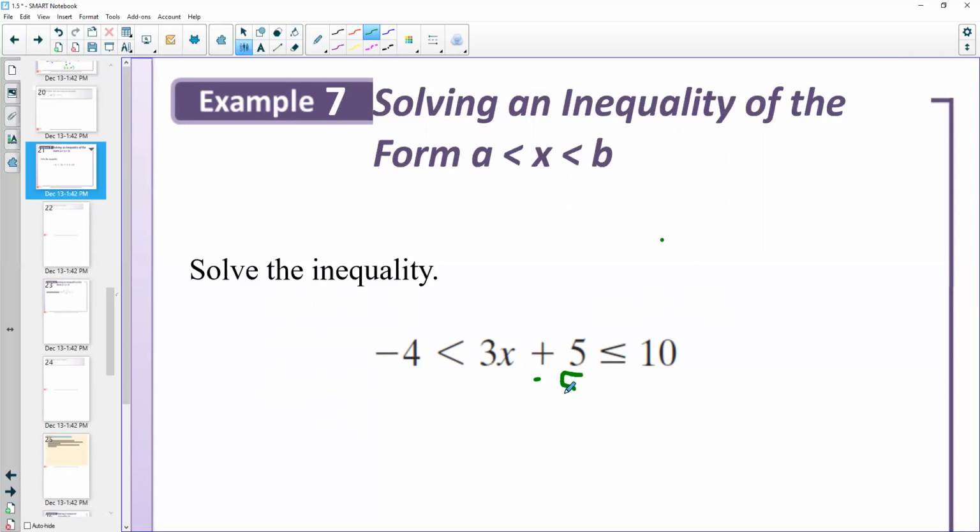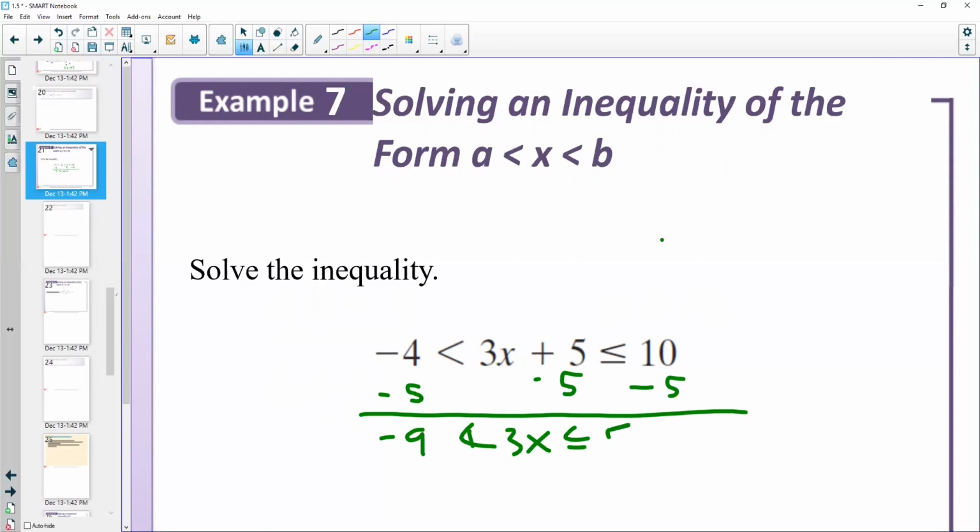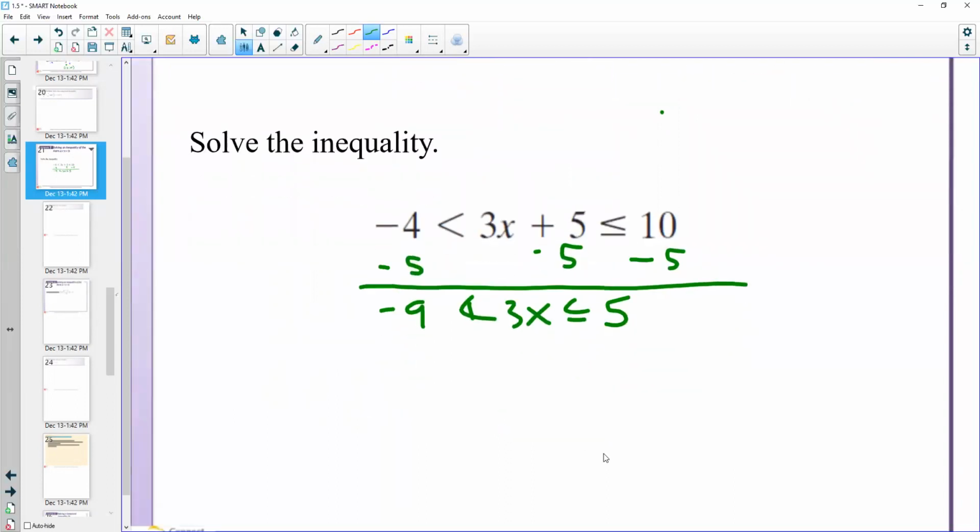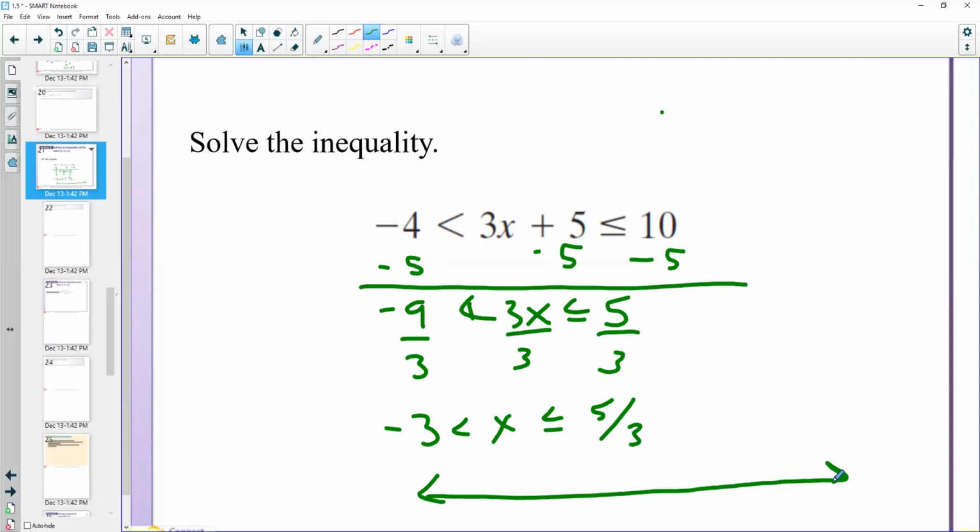The first thing you would do in either case is subtract 5. We can just do that in both directions. So I get negative 9 less than 3x less than or equal to 5. Remember, you only flip the sign when you're multiplying or dividing by a negative, not when you're adding or subtracting. So then I would divide everything by 3. I get negative 3 less than x less than or equal to 5/3. It's done. Then we graph every time, okay? So I have 0, I have negative 3, I have 5/3, which is almost 2, right? So up there, I have an open circle at negative 3 and a closed circle at 5/3. It's in between, okay? I would write that as (negative 3, 5/3].